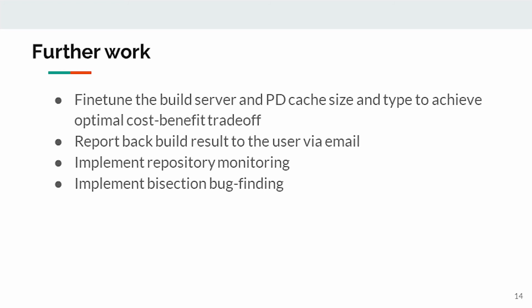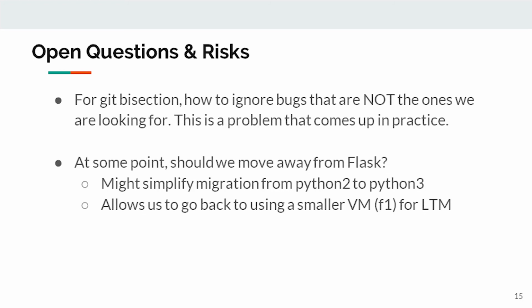Git bisection testing. At the end of the project, there are still some unanswered questions we'd address if we had more time. For the bug-finding feature I just mentioned, we'd need a way to ignore bugs the user isn't looking for, and we didn't get to figure out how we'd do that. There was also the question of whether we could further shrink the LTM and make migration to Python 3 easier by eliminating Flask from our design and using an alternative for communications, such as curl.